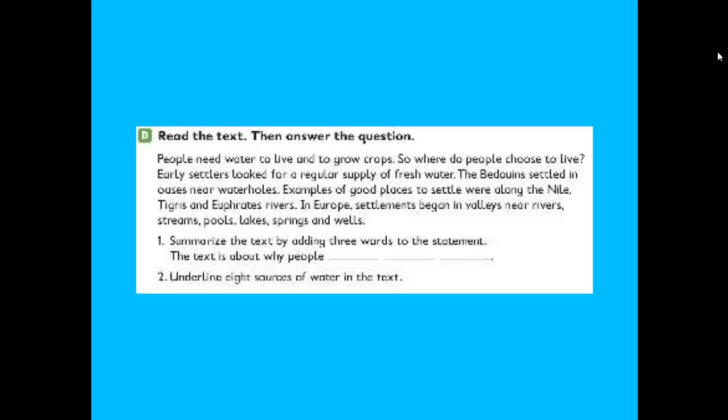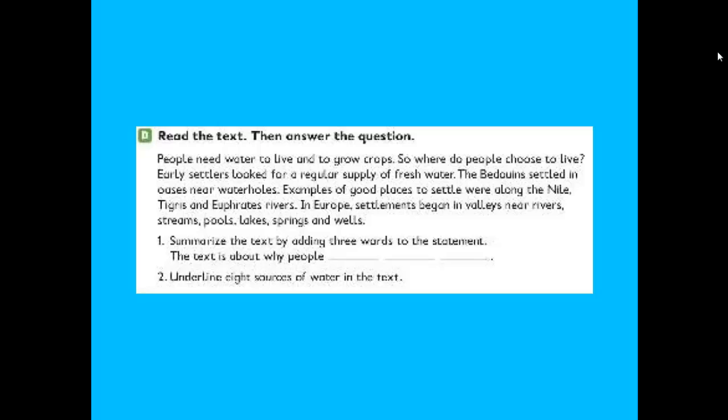Number 1. Summarize the text by adding just 3 words to the statement. The text is about why people. Here we have to add just 3 words. It's right, yes. The text is about why people live near water.